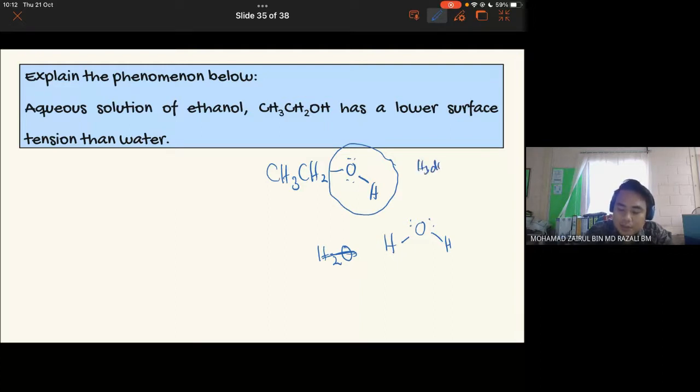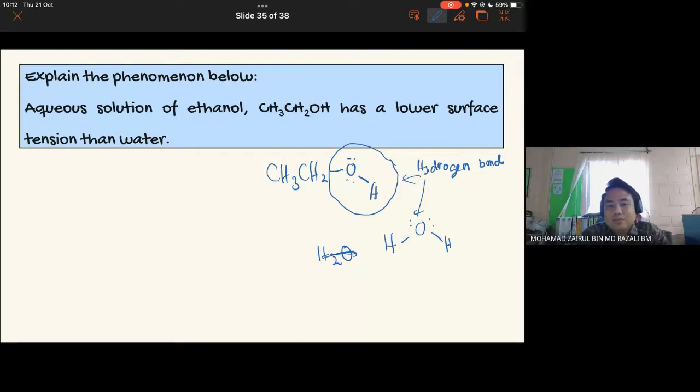Tapi kenapa surface tension water lagi besar daripada surface tension ethanol? Ada hydrogen bond. Kenapa surface tension water ni besar daripada ethanol? Siapa lagi weaker hydrogen bond dia kalau compare dulu? Siapa lagi weak? Ethanol. Ethanol lagi weaker kan? Sebab itulah ethanol ni ada lower surface tension.